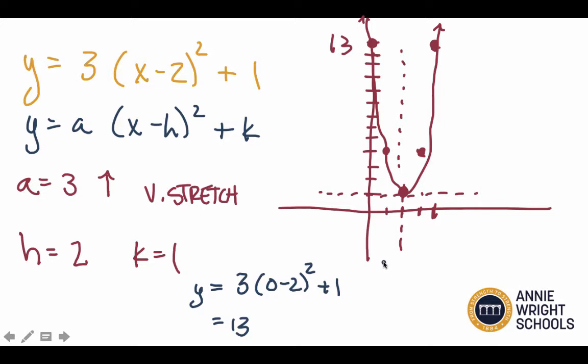All right, let's try another example. Rewatch that example if you need to, because I went pretty fast. Here's another example. Y equals negative 1/4 times x plus 5 minus 2.